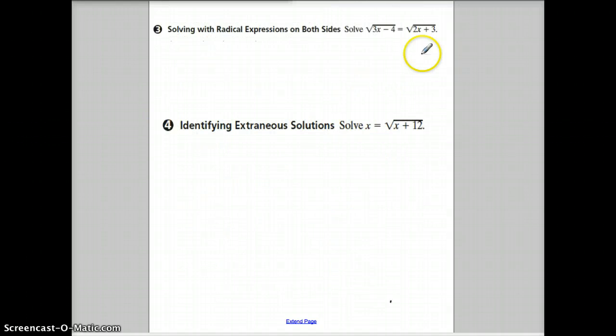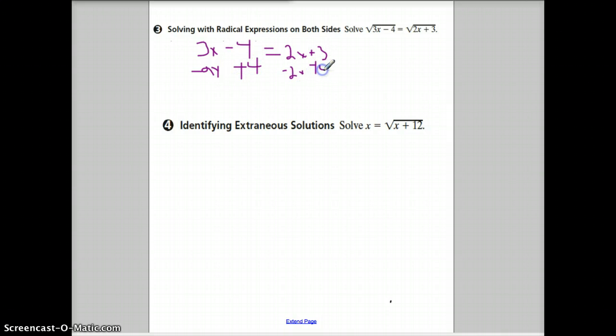All right, let's look at the next example. So we now have radical expressions on both sides. So again, we've isolated the radical, so all we have to do is square both sides. When we square both sides, we're left with 3x minus 4 equals 2x plus 3. And we can subtract 2x from both sides and add 4 to both sides. Okay, and so we get x equals 7. And then you can plug it back in to make sure it works, which it does.